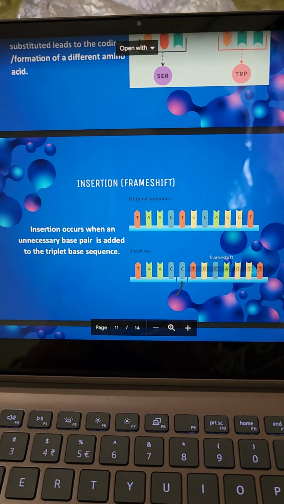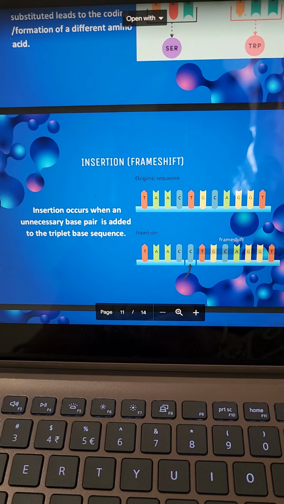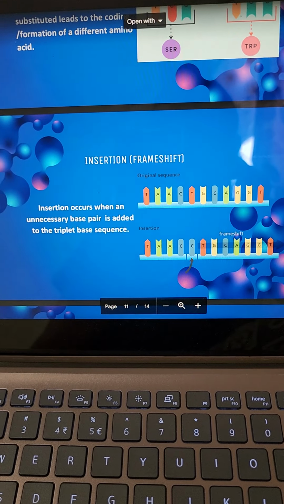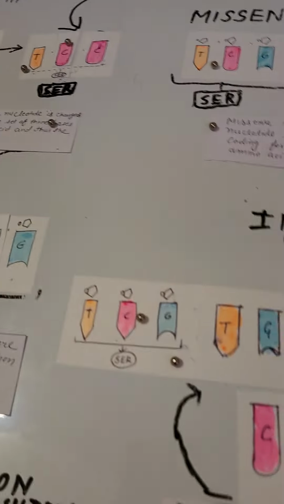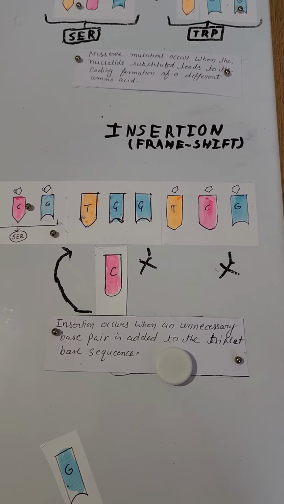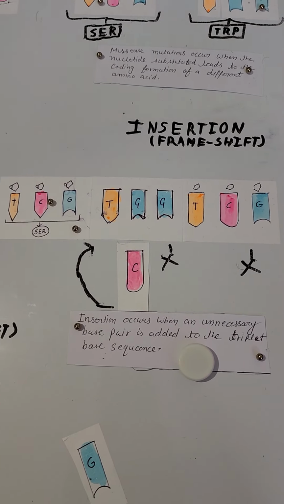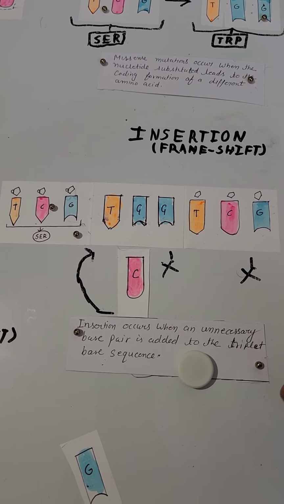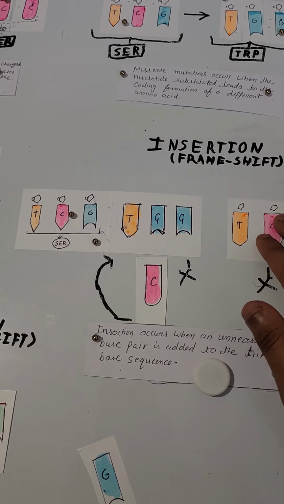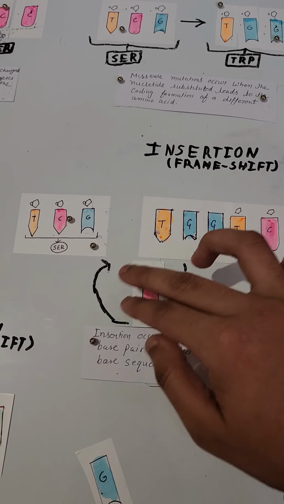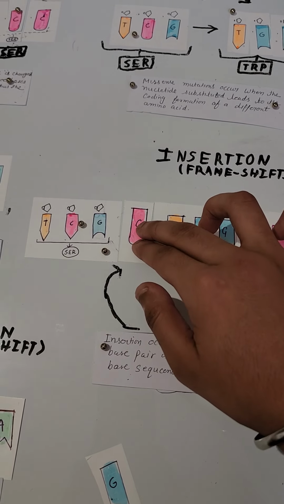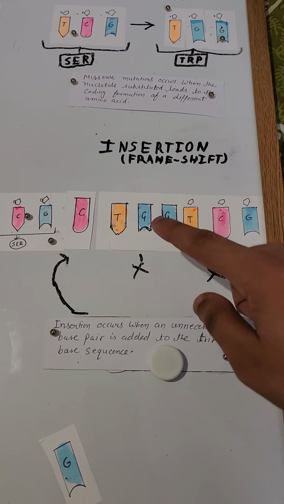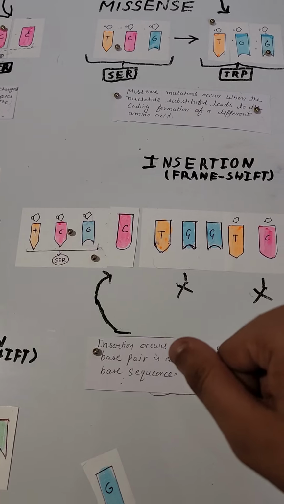The next type of mutation is insertion, frameshift. Insertion mutations can be seen in the model here. Insertion mutations occur when an unnecessary base pair is added to the triplet base sequence. This can be seen here, where C is added to the multiple triplet base sequences, rendering the rest of the chain useless.